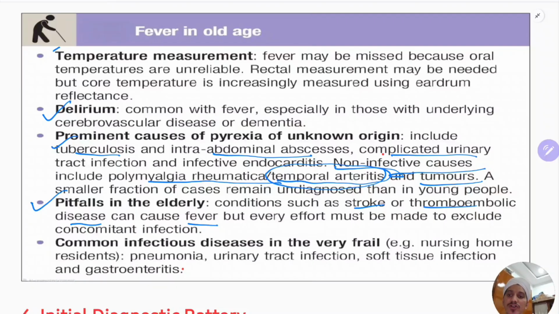So if they have stroke, you should also exclude infection. Common infectious diseases in the very frail are pneumonia, urinary tract infection, soft tissue infection, and gastroenteritis. And remember, because elderly patients have a blunted fever response, most of the time they present as delirium, with altered orientation. They will have an acute confusional state. Sometimes the patient may present with only symptoms and will not have any fever, or only a very low grade fever. So you should suspect at that time that the patient may be having some infection.